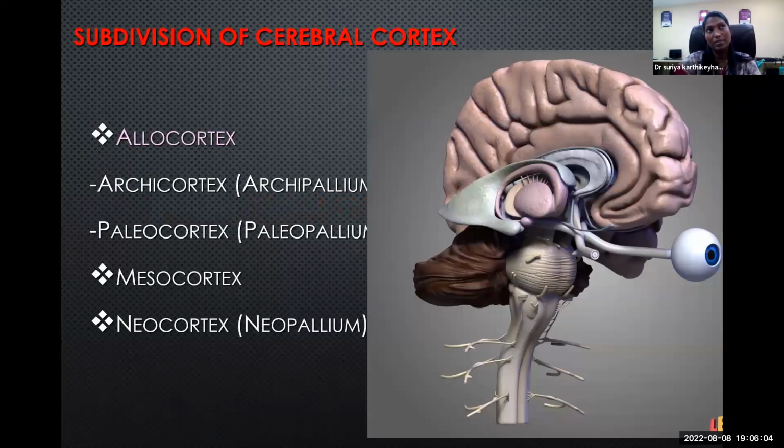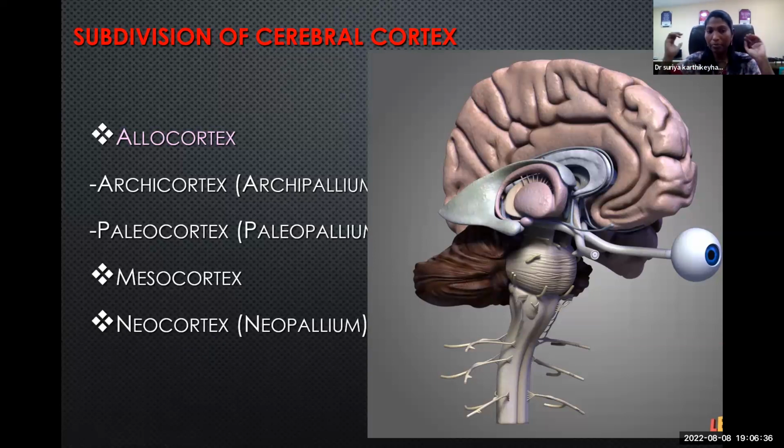Initially, we had the hollow cortex. Our cerebral cortex had only 3 layers. That is the hollow cortex. The hollow cortex is divided into archicortex and paleocortex. And then it evolved into 4 to 5 layers, which is called the mesocortex. And now the neocortex, which is called the new cortex.